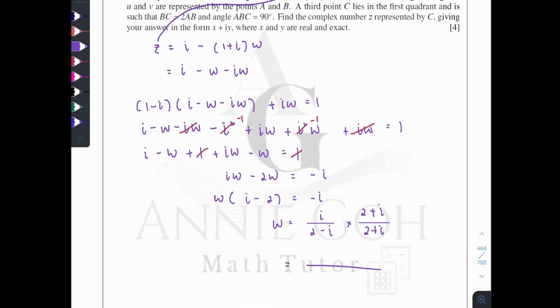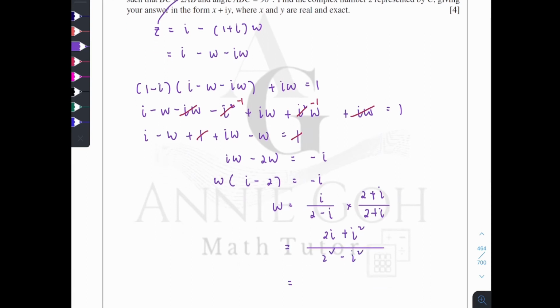Hence, we will have 2i plus i squared at the upper part. The bottom part is 2 squared minus i squared. So to simplify it, it becomes negative 1 plus 2i over, for the bottom part, i squared is negative 1, so it's 4 plus 1, which is 5. And now we can split it into the real part and the imaginary part, which is -1/5 plus 2/5 i, and leave the answer in x plus iy form. That's the w.